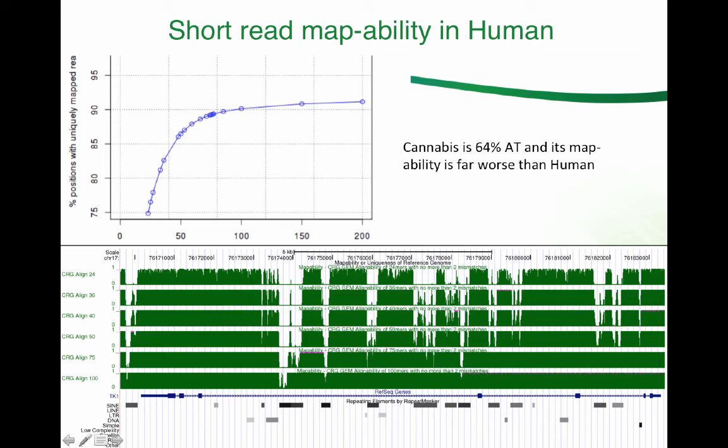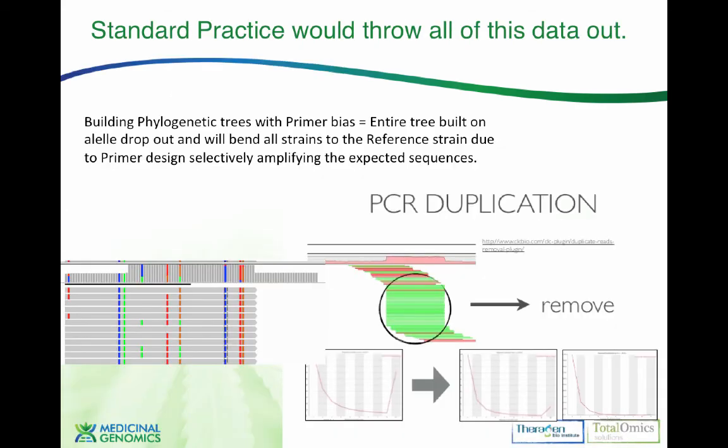In cannabis, this problem is far worse because the genome's in many pieces. It's 64% AT, which means it's also highly repetitive, which means the mappability requires even longer reads. Hence, you should use paired reads if you can.